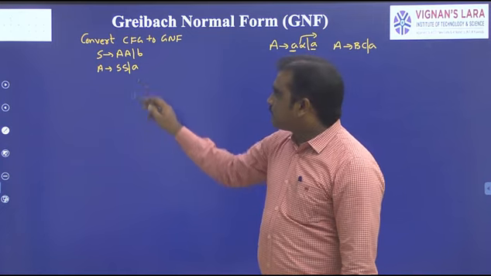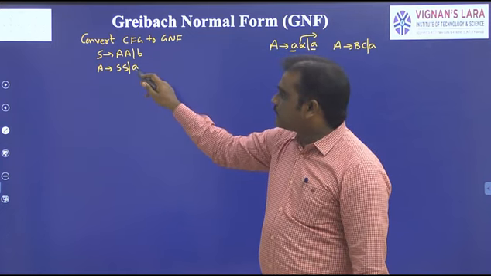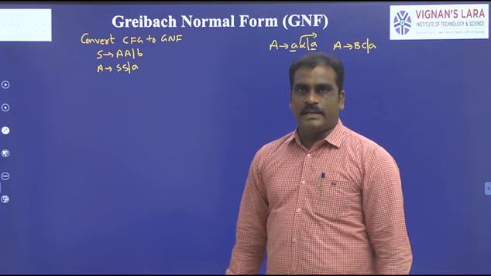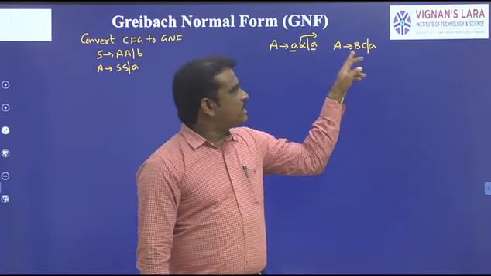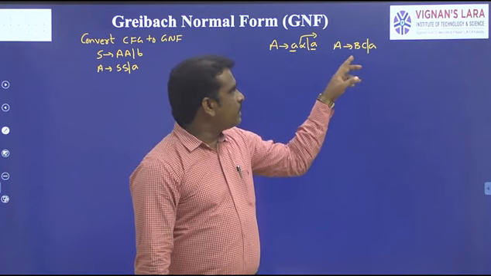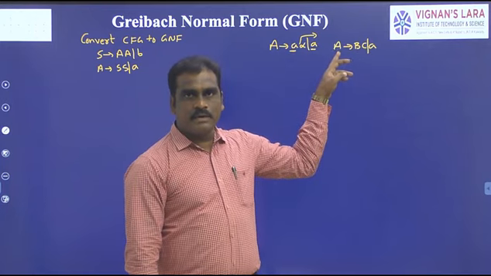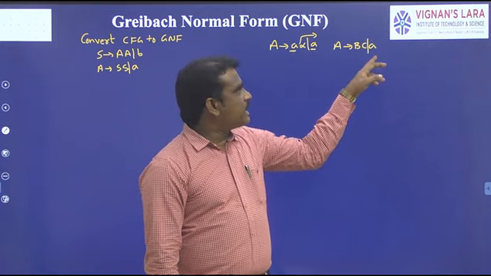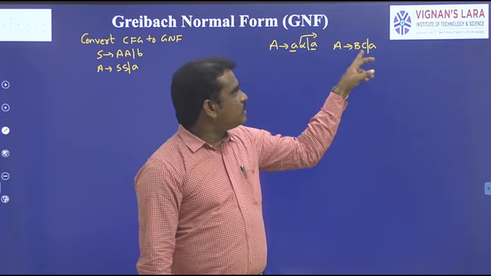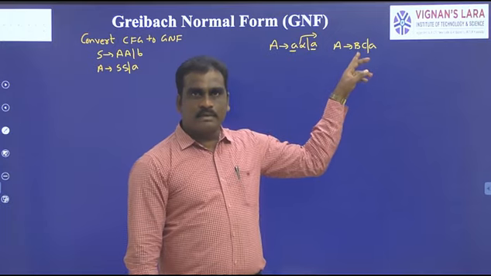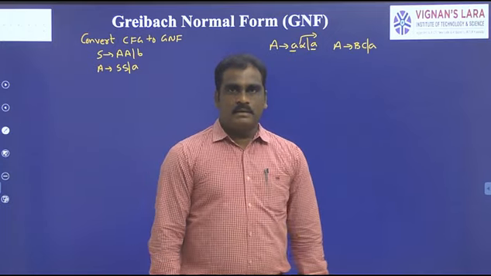If you observe the given context free grammar, it is already in CNF form. Okay, what is meant by CNF form? The CNF form means like this. The production left hand side is a single non-terminal symbol and the right hand side is a string of length either 1 or 2. If it is 2, it means two non-terminal symbols; if 1, it means a terminal symbol.